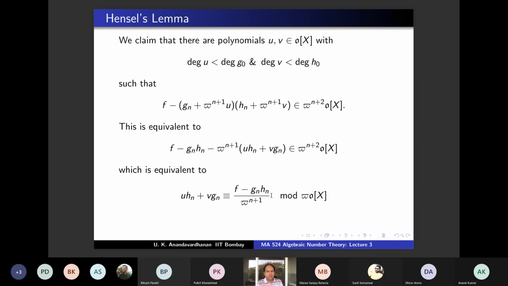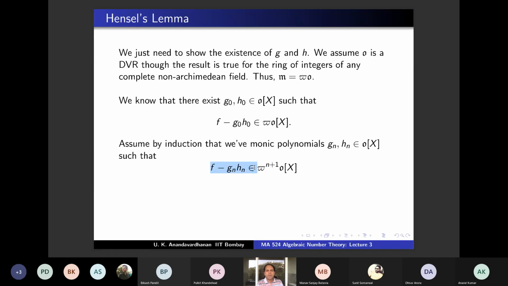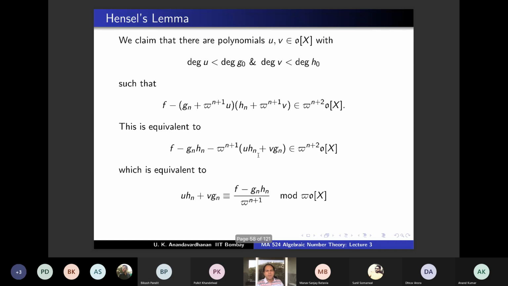So that needs a justification. What is the justification for dividing and getting this? The justification is that this makes sense. This belongs to O, and this belongs to O because by the induction hypothesis, f minus Gn Hn belongs to pi power n plus 1 O. Therefore, (f minus Gn Hn) by pi power n plus 1 belongs to O. Okay, and because of that, this is equivalent to saying this: U Hn plus V Gn is congruent to this. But this is true. Why?